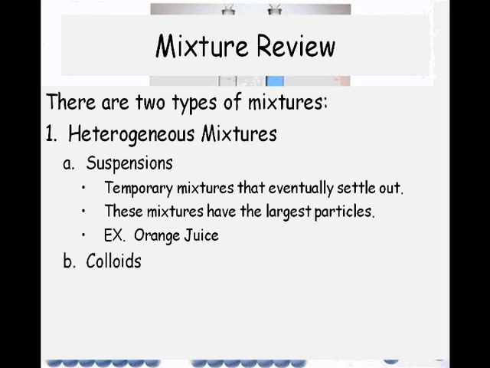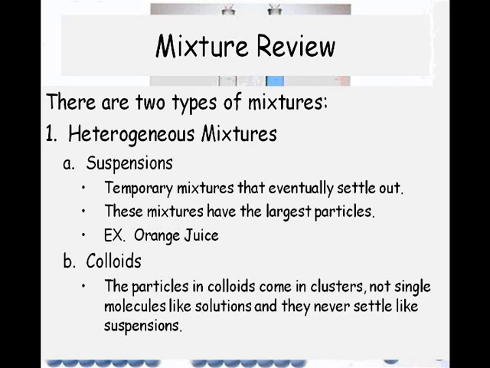Now we're going to look at a second type of a heterogeneous mixture, and that's a colloid. And the particles in colloids come in clusters, but not single molecules like solutions. However, they never settle out like a suspension would. Now, an example of a colloid is mayonnaise. So something that is thick and never settles out would be a colloid.